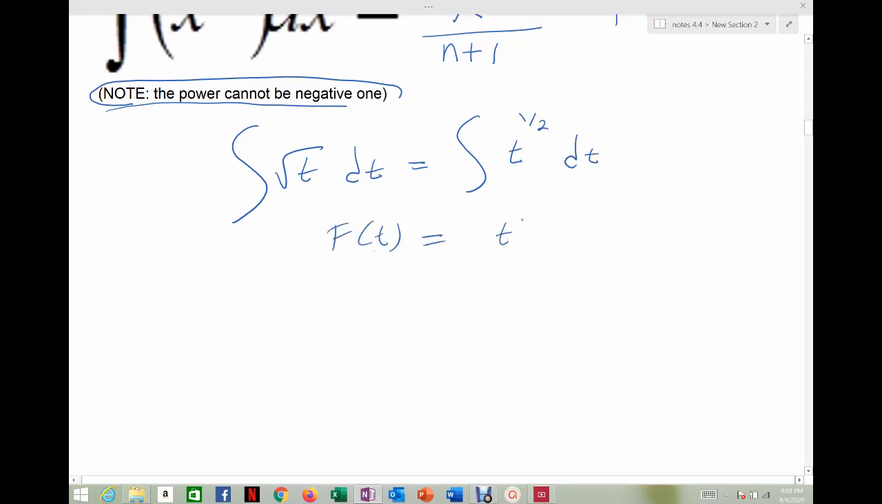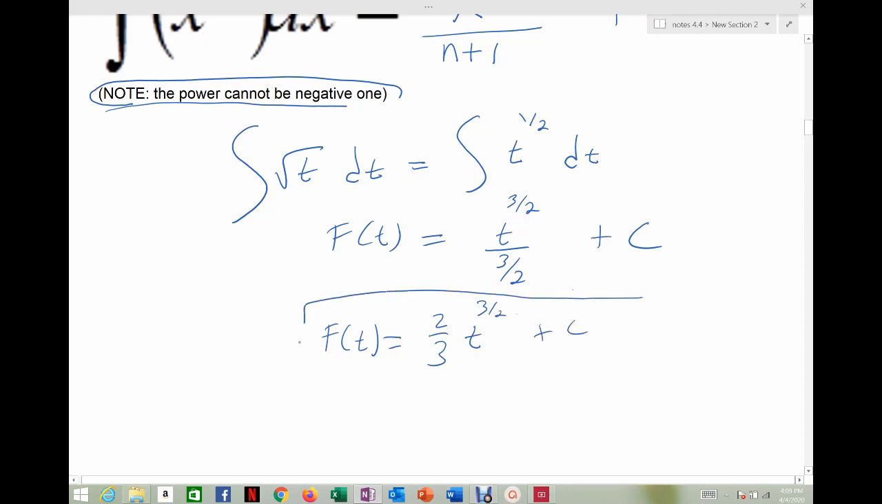I add 1, because antiderivatives add 1. So I take 1/2 plus 1, and I'm going to get 3/2. Then we divide by that, and tack on a constant. Now, this is improper; it's awkward to divide by a fraction. Remember, division by a fraction is the same as multiplying by the reciprocal. So we usually skip this step and write the reciprocal. The reciprocal of 3/2 is 2/3. So 2/3 t raised to the 3/2 plus my constant is the family of antiderivatives that I'm looking for.